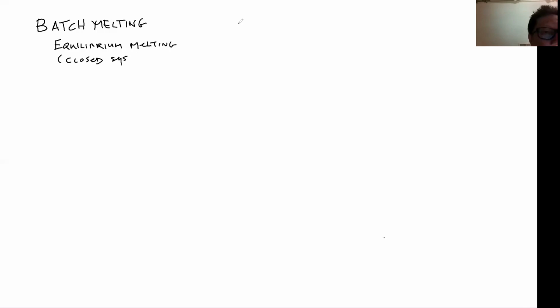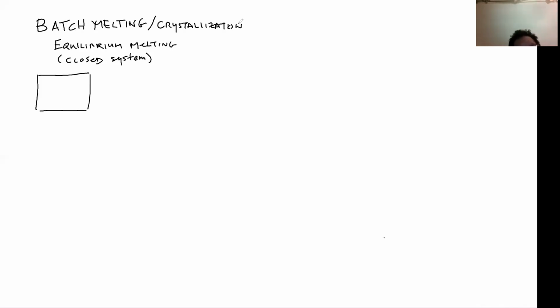Okay. And I should mention that this is also for crystallization. It's exactly the same thing because we're assuming 100% equilibrium. Let me explain what I mean by that. So let's take a box. This is a system. This might be my magma that comes in.